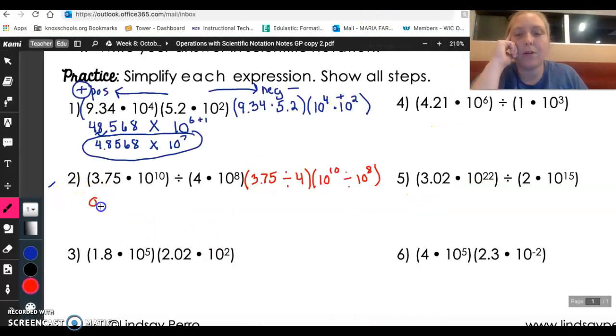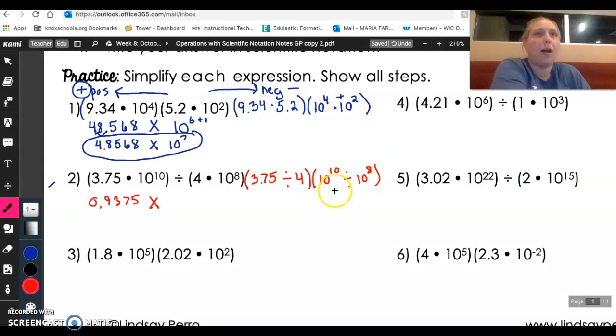So now we have 0.9375. You can see it's not going to be in scientific notation right away, so we are going to have to adjust that. But first, let's take care of our exponents. If we're dividing numbers in scientific notation, that means we're going to have to use the quotient rule on our powers. The quotient rule says that if you're dividing two powers and they have the same base, you're going to keep the base and you're going to subtract those exponents from each other.